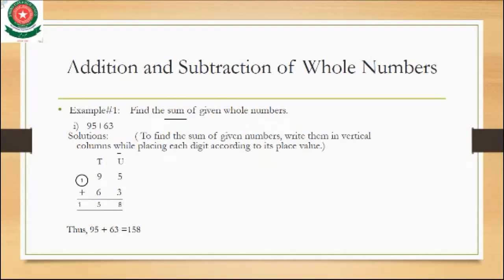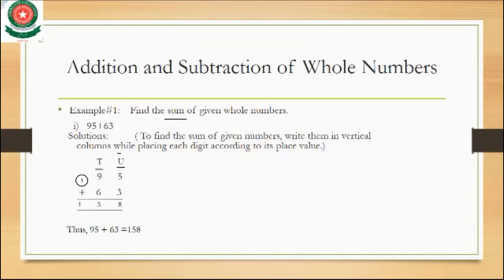To find the sum of the given numbers, first you will write them in vertical columns. And then you will place each digit according to its place value. Place value means according to unit, 10, 100, 1000, these signs.